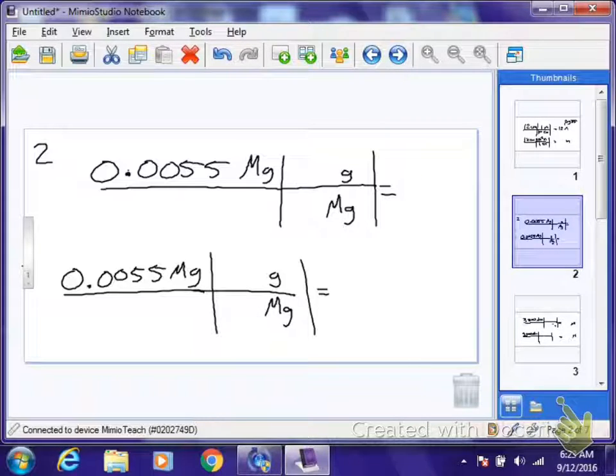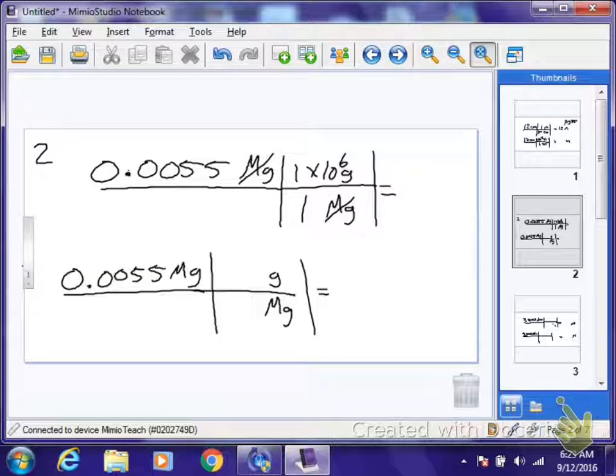On this one, we kind of got it set up. Megagrams have to divide out, and then we end up with grams. So then we look at our chart and we say, oh, we were always going to put a 1 in front of megagram. We do that. Then we look at the chart and we find mega is to the 6th. There's a 6 there. So this would be 1 times 10 to the 6th. Well, that's like multiplying by 1,000,000. If you multiply by 1,000,000, you're going to move the decimal 6 places to the right.